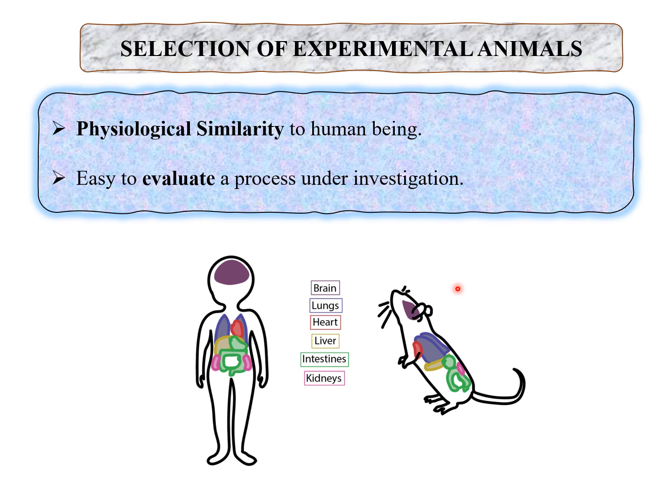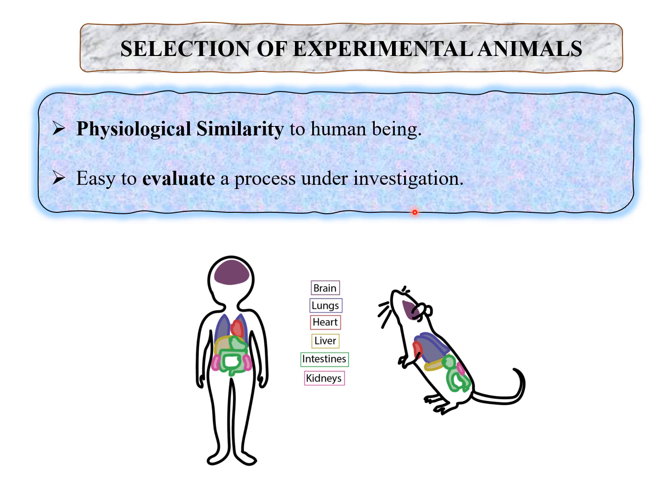In addition to the physiological similarity, it should also be easy to evaluate a process under investigation. For example, if we are performing an anti-diabetic study on an experimental animal, we should choose such animals that it will be easier for the investigator to withdraw blood.